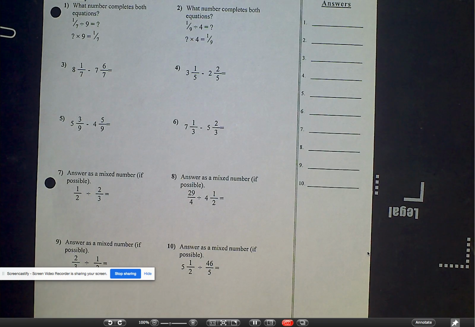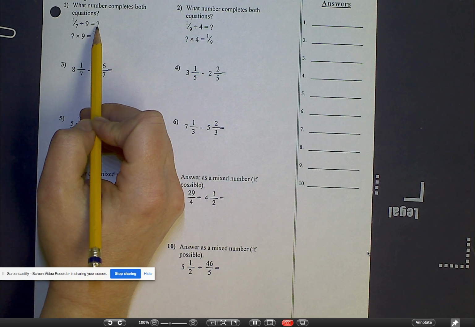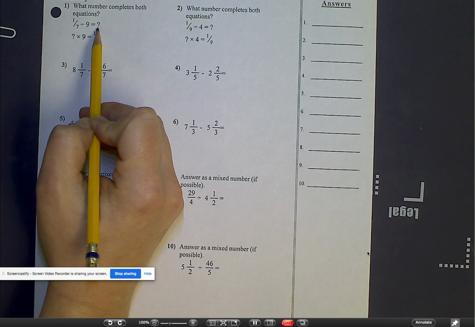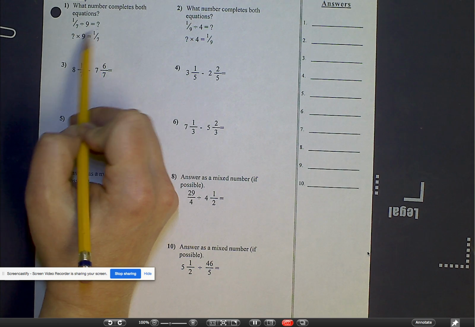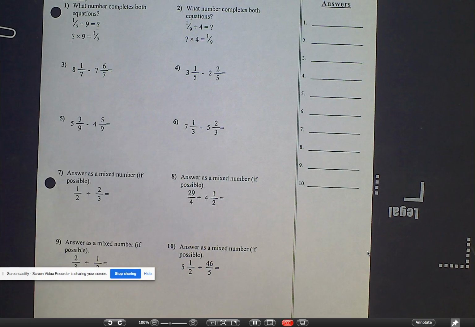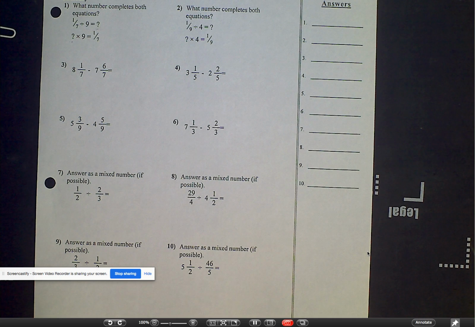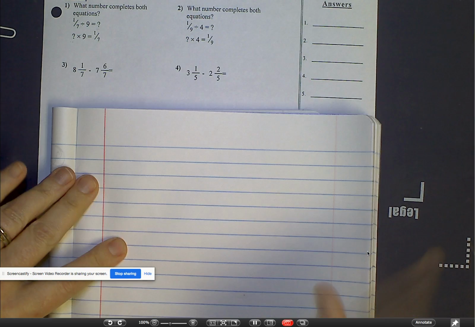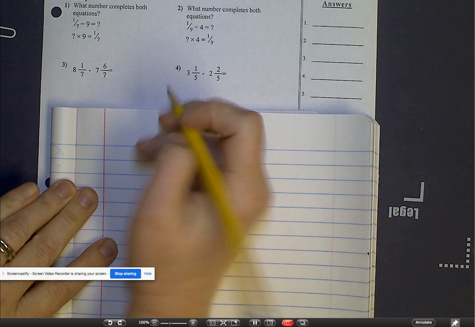Today is Thursday. For number one, we're going to do what number completes each equation. And remember, what we've been talking about is when you have whatever this equals, this question mark is going to be here as well. So you're just going to plug it in just to make sure that it works. All right, let me get a new sheet of paper. All right, so we have what number completes both equations for number one?